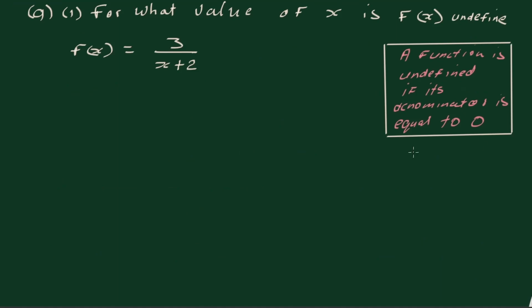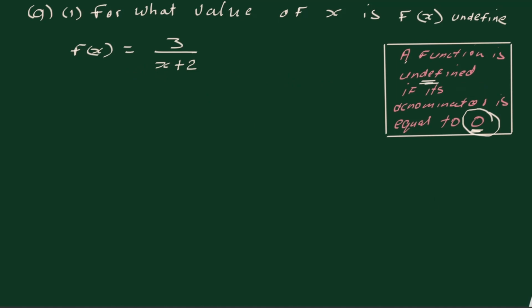Right, so part A, number 1: for what value of x is a function f(x) undefined? A function is undefined if its denominator is equal to 0. Whenever the denominator in the function is equal to 0, the function is undefined.